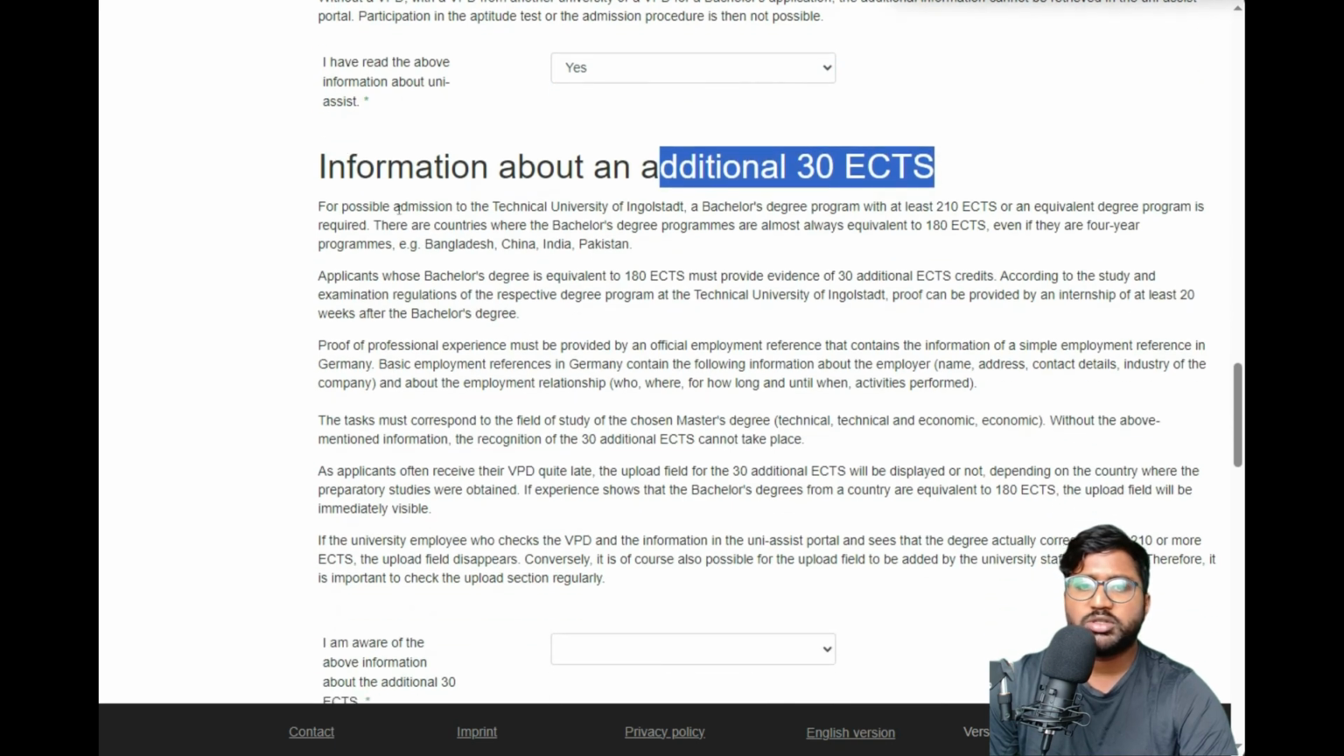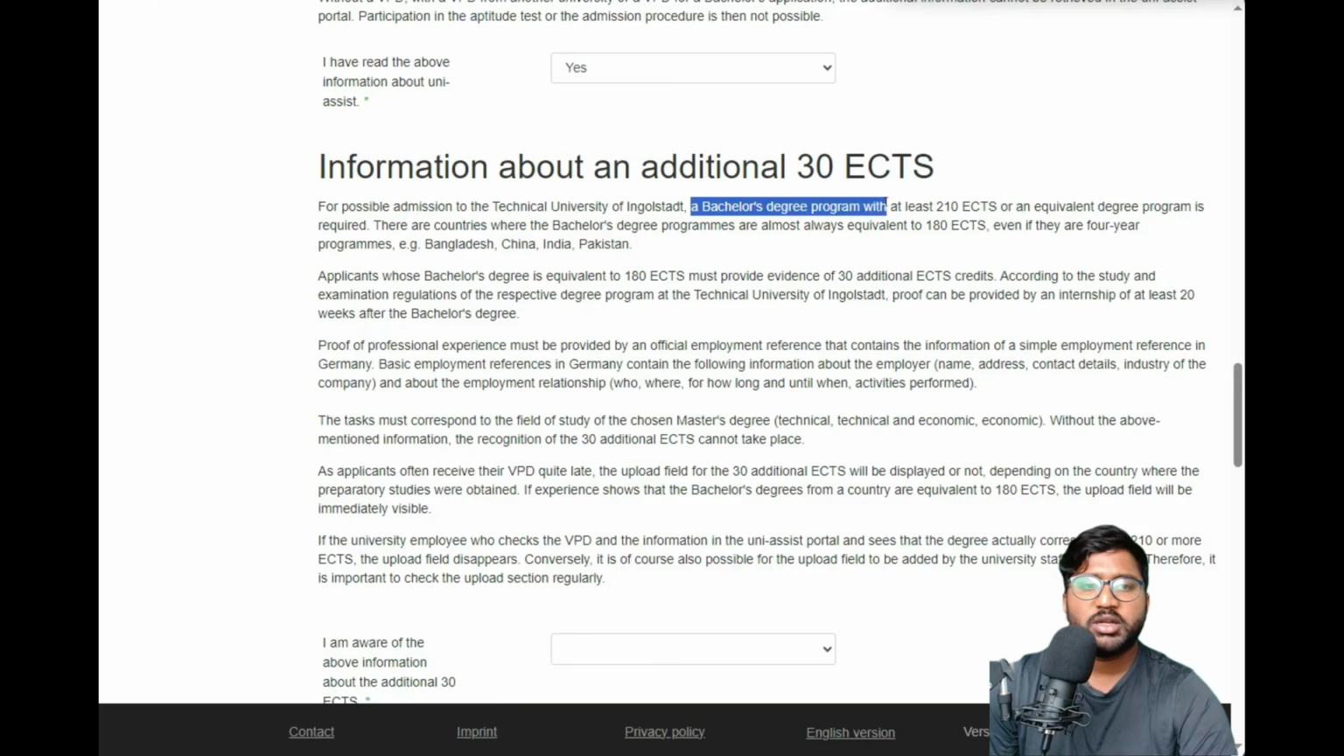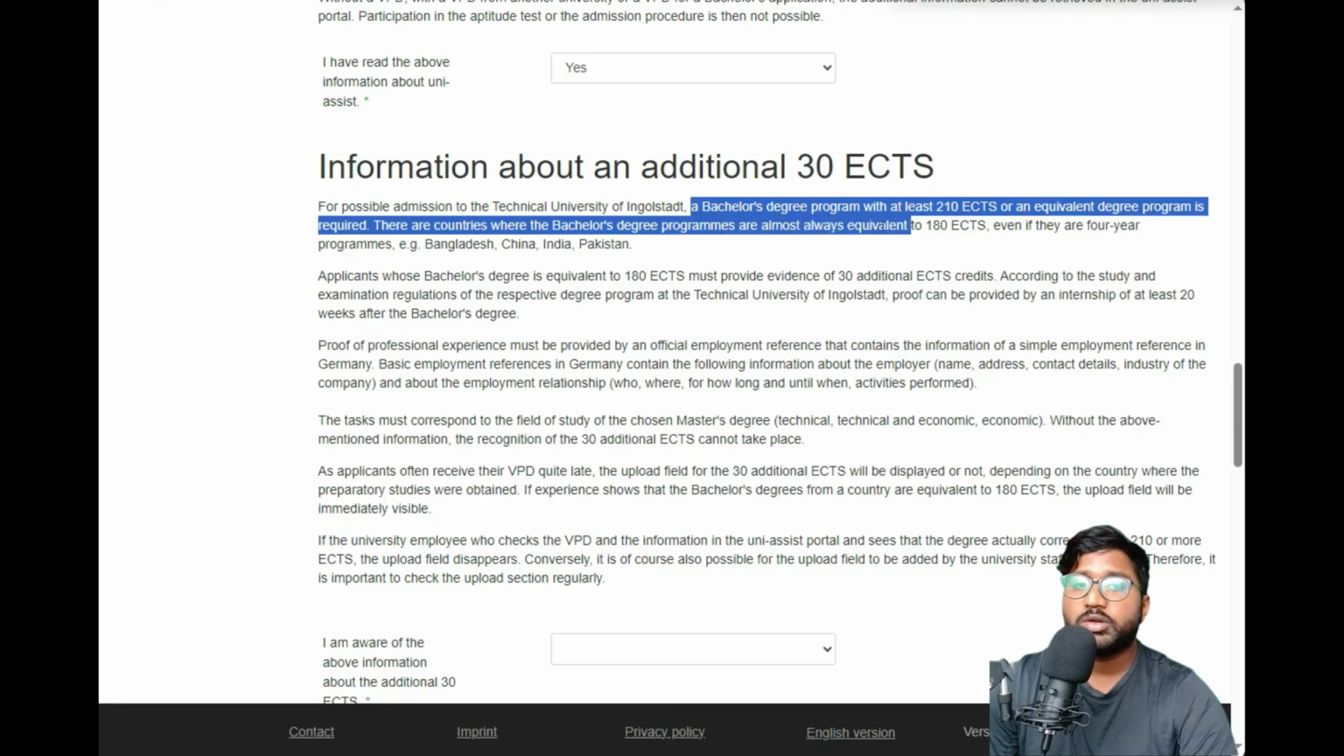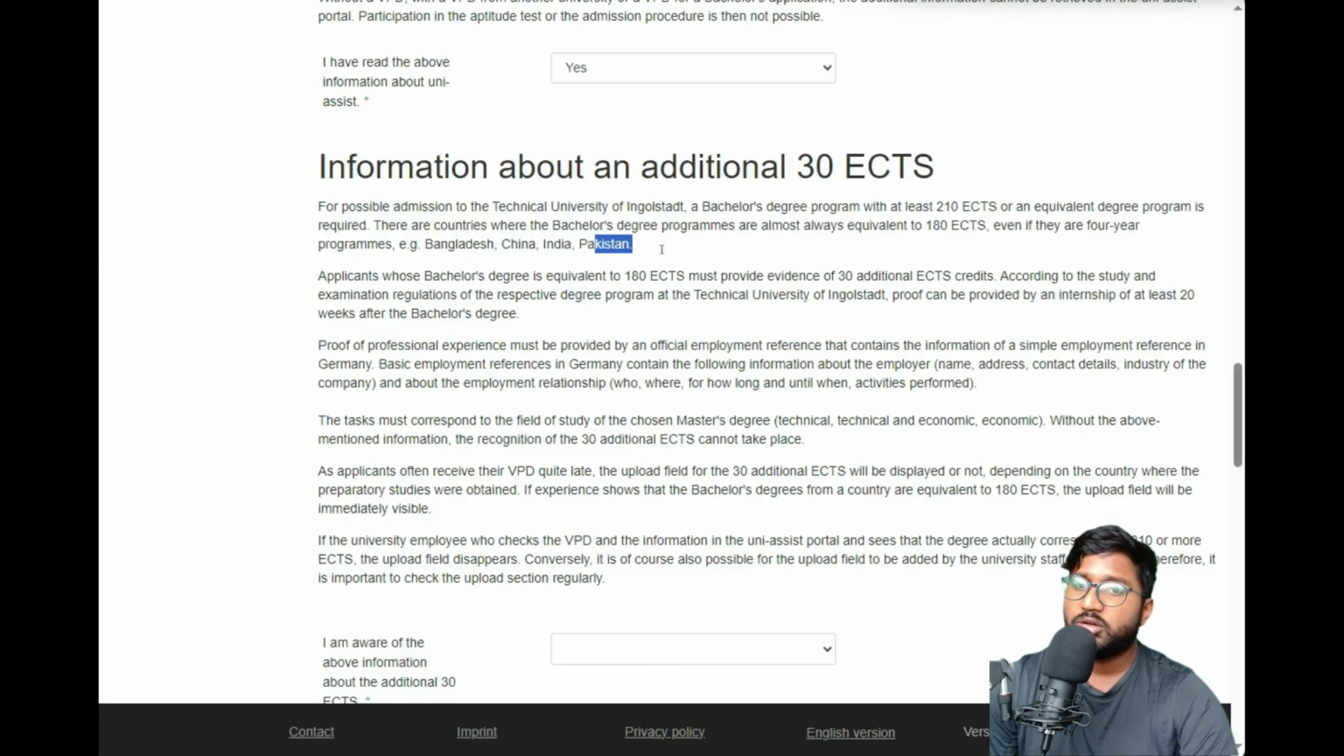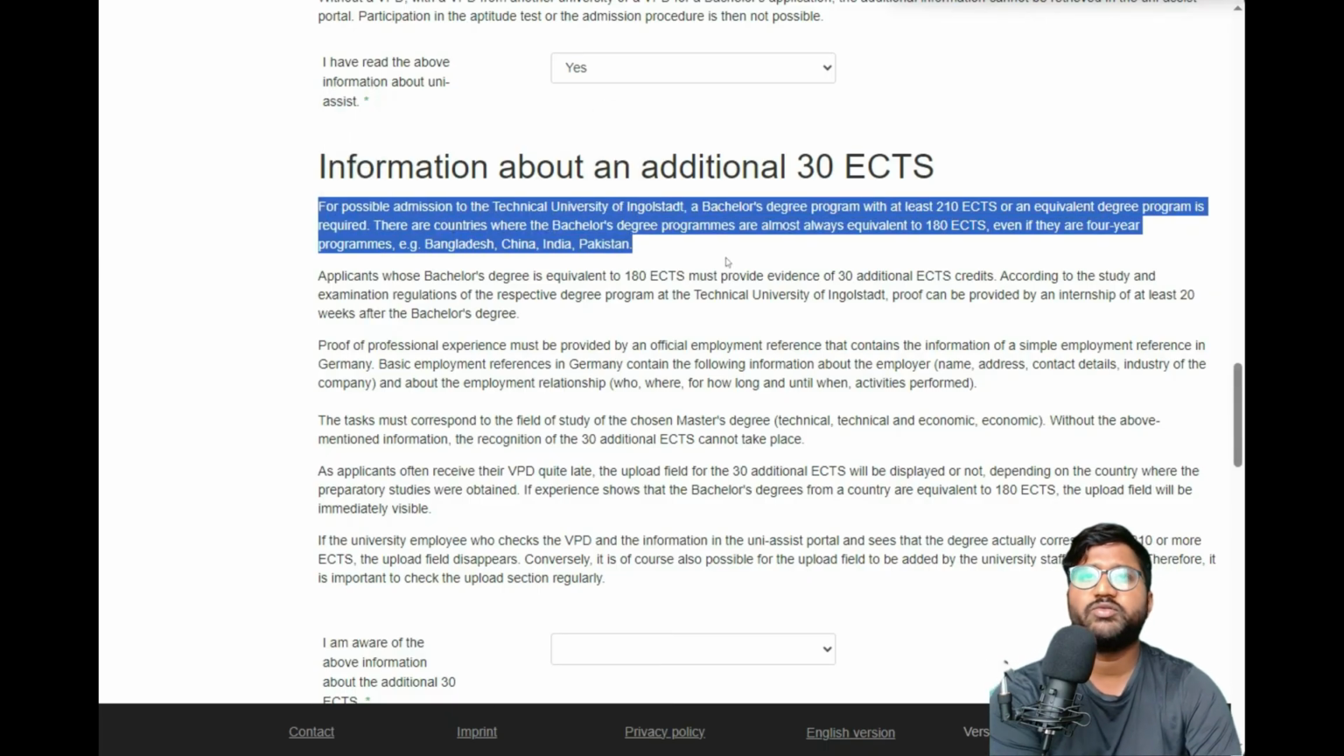For possible admission of Technical University Ingolstadt, a bachelor degree with at least 210 ECTS or an equivalent degree is required. There are countries where a bachelor degree is almost always equal to 180 ECTS, even if they have a 4-year bachelor program: China, India, Pakistan. So here you got the information which I am saying. Then information about an additional 30 ECTS you have to give.